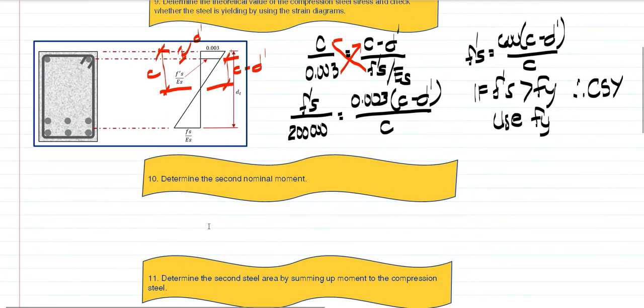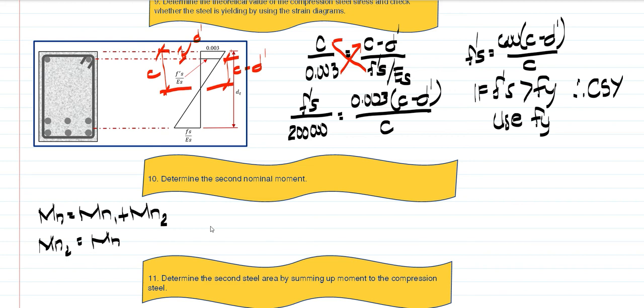We now proceed to step number 10. Sabi dito, determine the second nominal moment. The second nominal moment can be produced by having Mn is equal to Mn1 plus Mn2. So, si Mn1, nakuha na natin yan from our previous video, si Mn1 nanggaling siya dun sa first stress diagram. Ngayon, our Mn2 will just come from this equation. And since meron na tayo from our previous steps ng value ni Mn1, we just arrange this equation. So we could have Mn2 is equal to Mn minus Mn1.